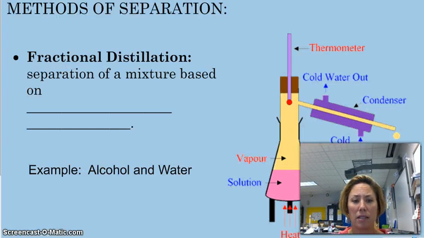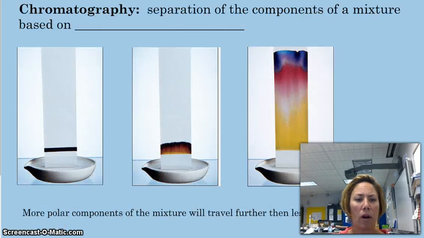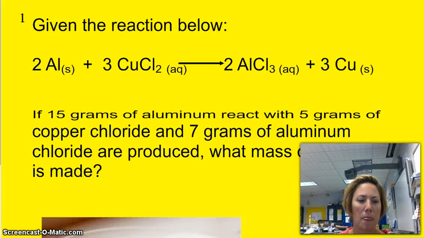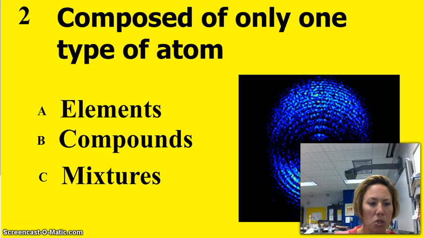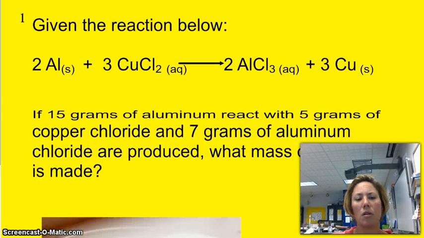And then the final section, section 4, I have some statements. What I would like you to do is write down the statement and then identify if the statement is true of an element, compound, or mixture. So this is section 4. Actually, let's start with number 1. It's a little bit different. It's a little bit of review from your first quiz. Let's make sure you can do it.